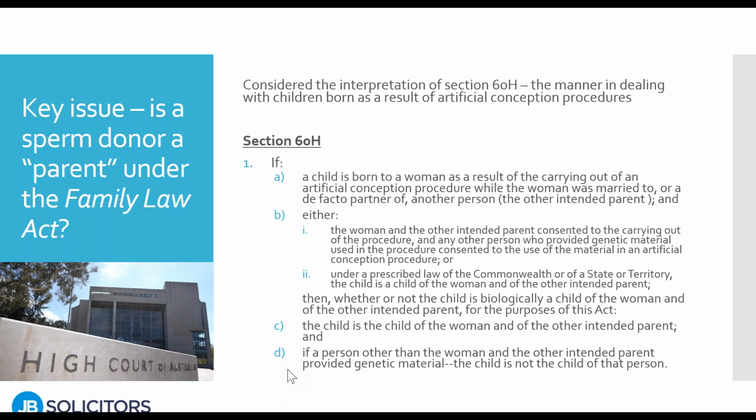So in this case, we have Robert, who provided his sperm and had an intention of being an active part in the child's life. However, when we look at the interpretation of Section 60H, you'll see that in a sense, by providing that genetic material, if there is another intended parent, then the definition of parent for the purposes of this section is only meant to be for the other intended parent, and unfortunately doesn't apply to Robert.